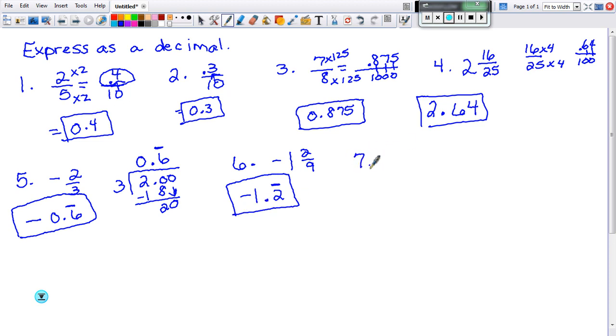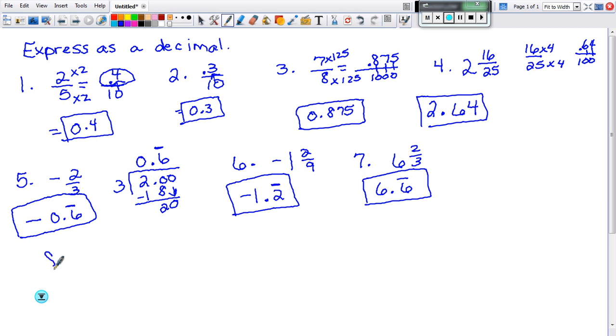Number 7, 6 2/3. So 6 is going to go in front of the decimal. We already did 2/3 over here. It was 0.6 repeating. Again, all we did was divide on that one.